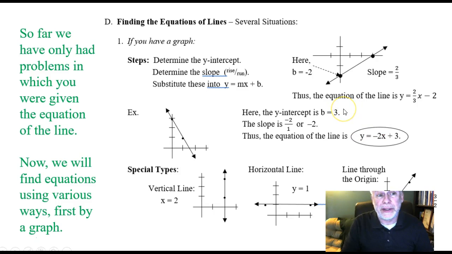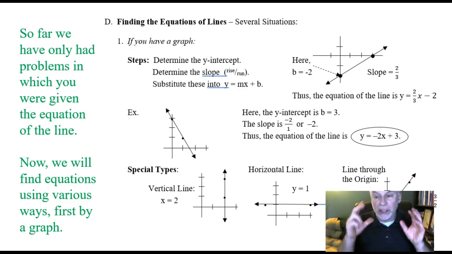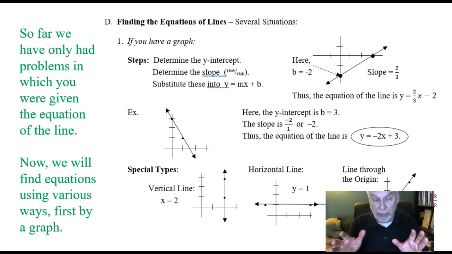Okay, so far we have had problems involving linear equations and lines where you were always given the linear equation. So now this last part is about how do you find the equations if you're given certain things. So how do you come about figuring out what the equation is? So the first type of problem like this will be a type where you're given the graph. So here's an example on the right side here.